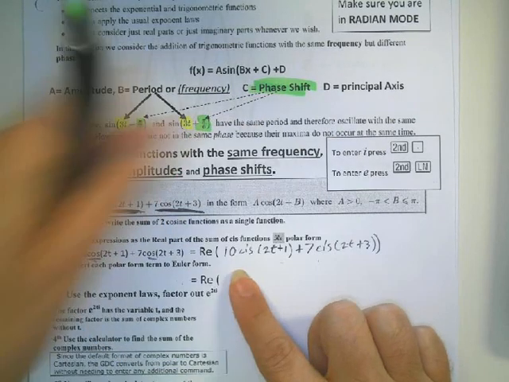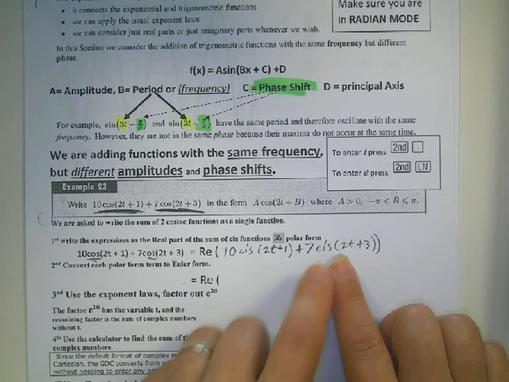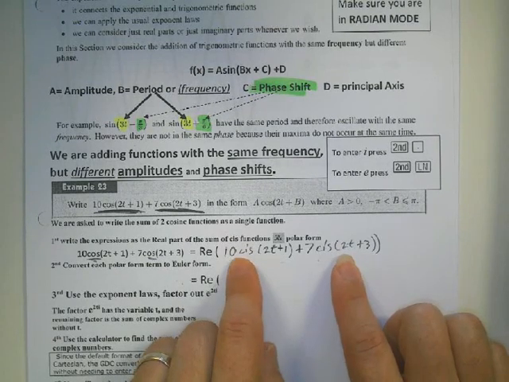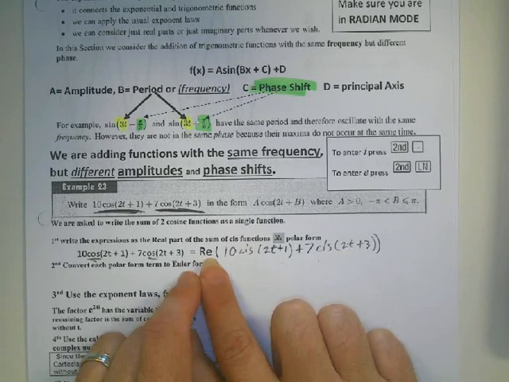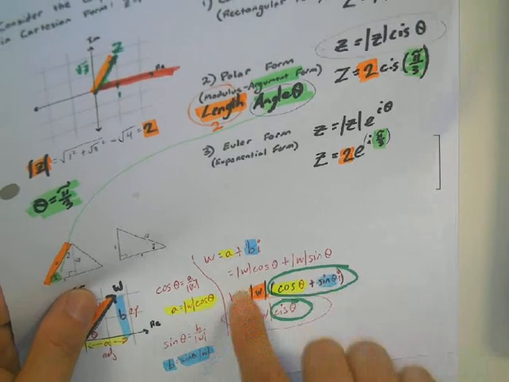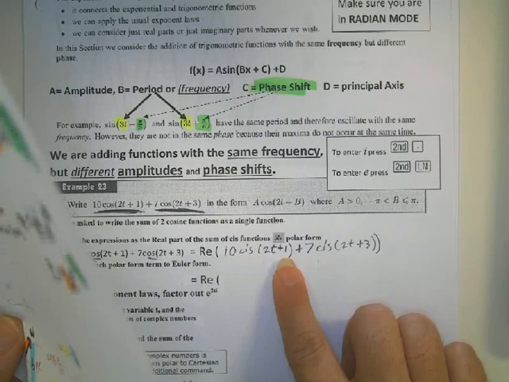All I did was, instead of writing cos, I wrote cis. Everything else is exactly the same. And the reason I can do that is because I'm only looking at the real part. I've got Euler's formula, but I'm only looking at the real part.